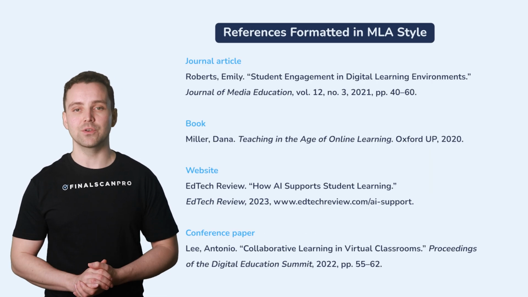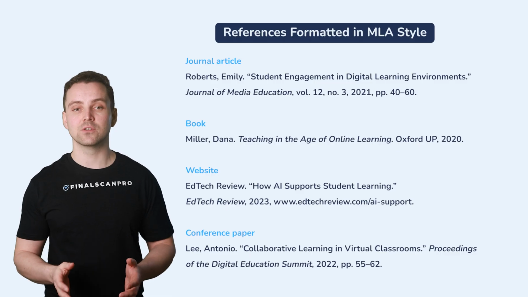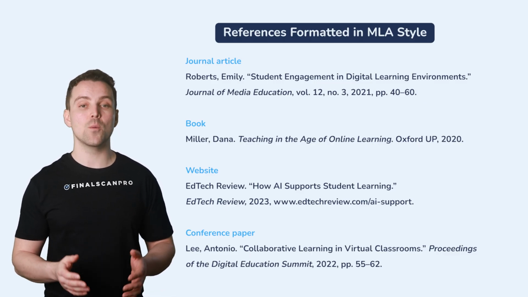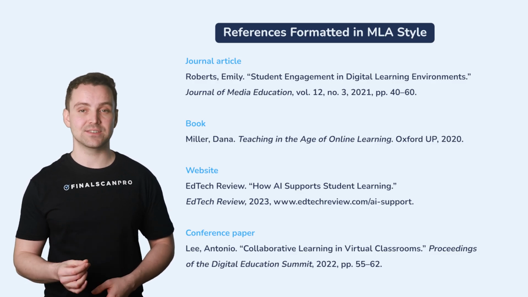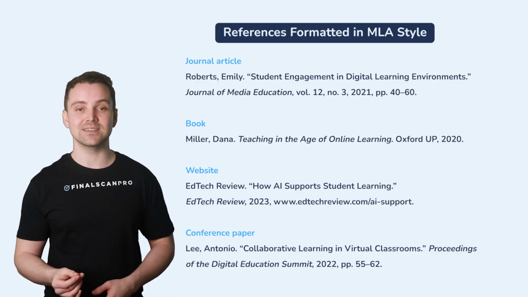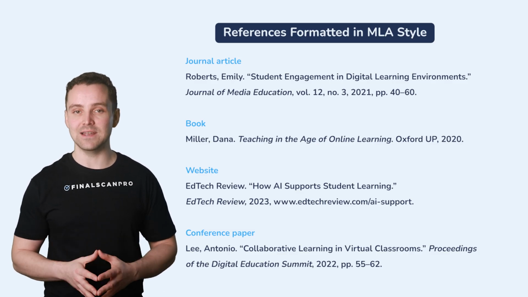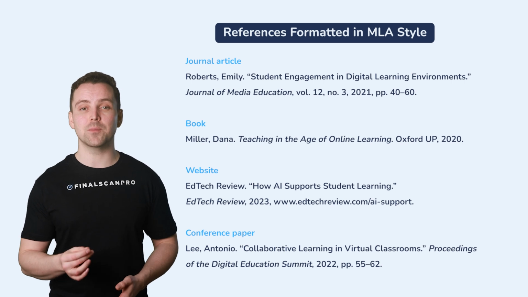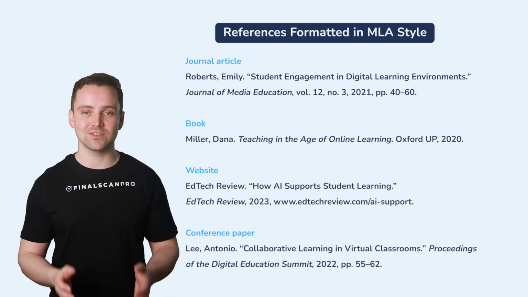At the end of your document, you must include a bibliography or reference list titled Works Cited. Here's an example of a reference list formatted in MLA style. This list should be double-spaced and include all the sources you cited in your text, arranged alphabetically by the author's last name. We highly recommend using reference management software to format your bibliography. It saves time and helps keep your references consistent.